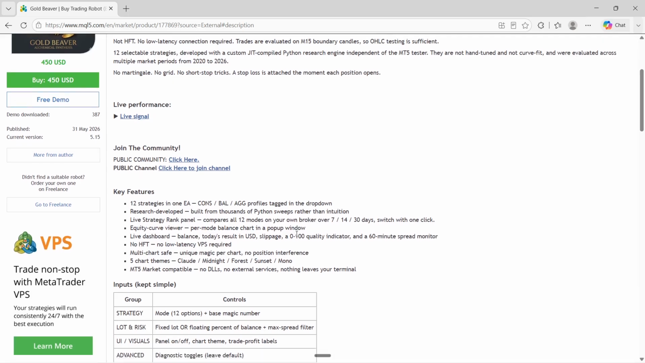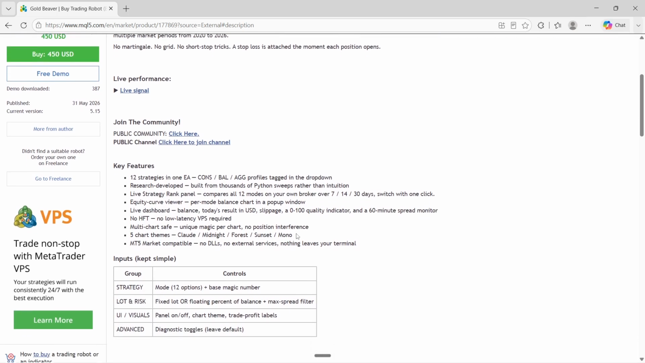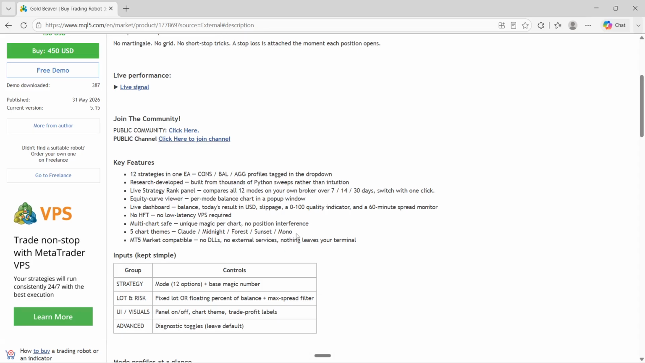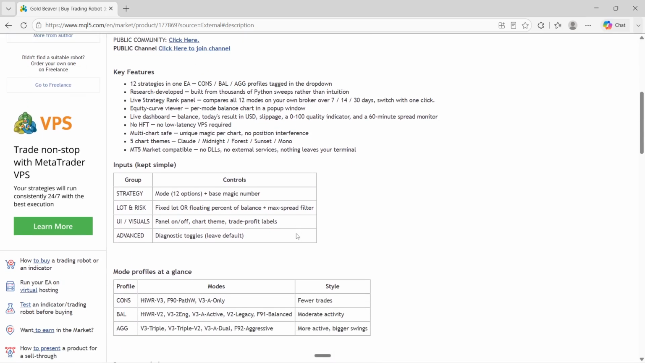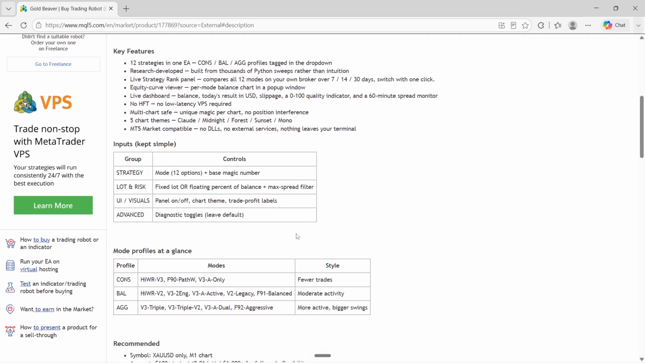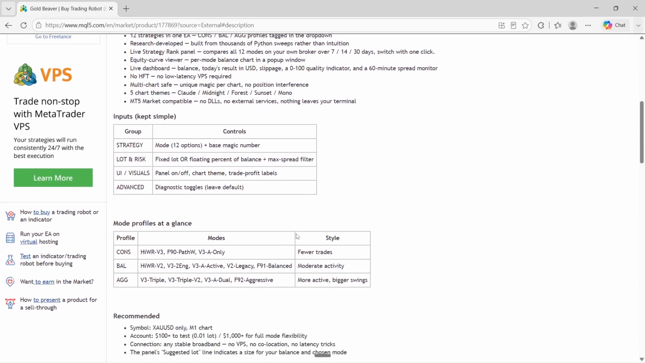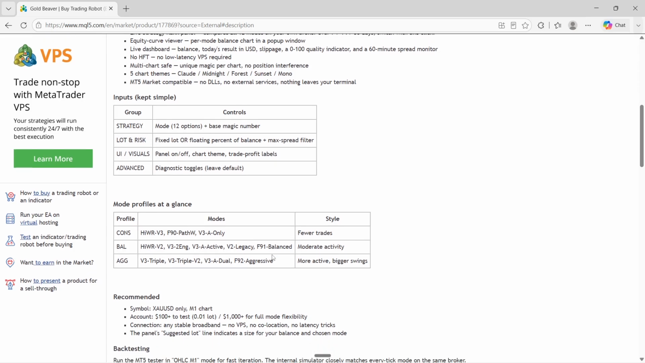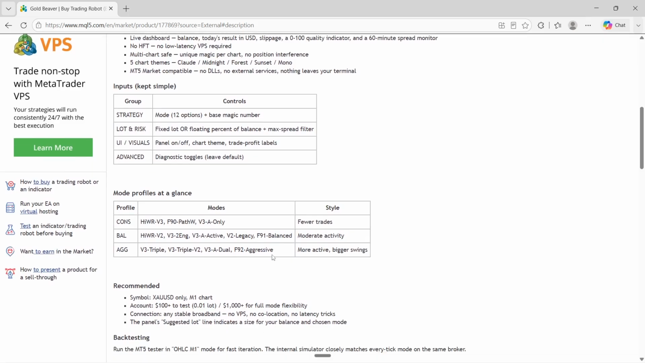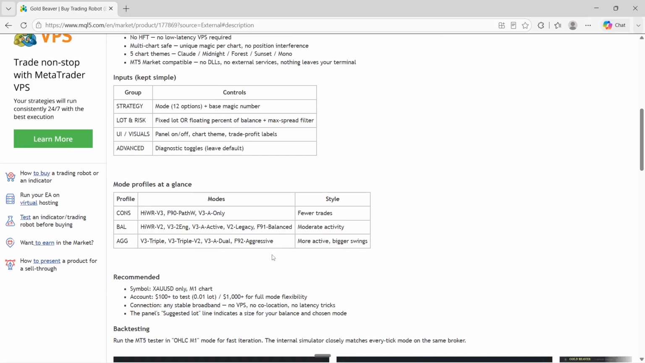A live strategy rank panel compares all 12 modes on the user's own broker over recent periods, and there's an equity curve viewer and live dashboard showing balance, daily results, slippage, quality score, and spread monitor. The key features include the 12 research-derived strategies, live ranking and equity curve tools, simple lot and risk controls, fixed lot or floating percent of balance plus max spread filter, multi-chart safety via unique magic numbers, 5 chart teams, and full MT5 market compatibility with no DLLs or external services.